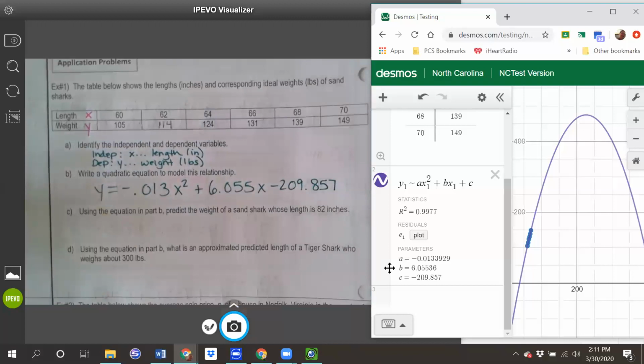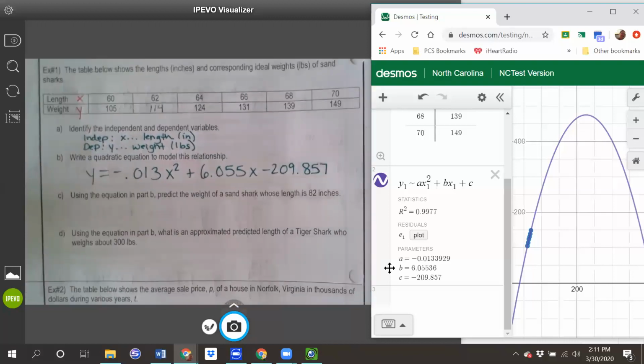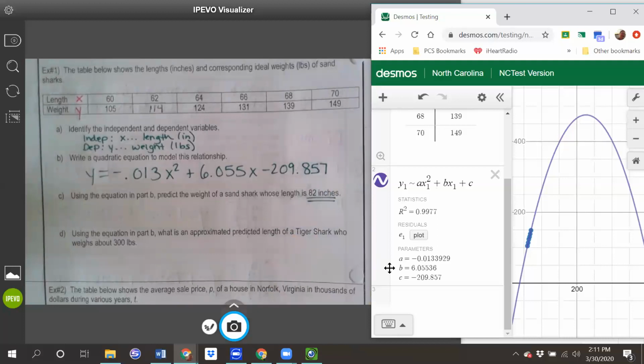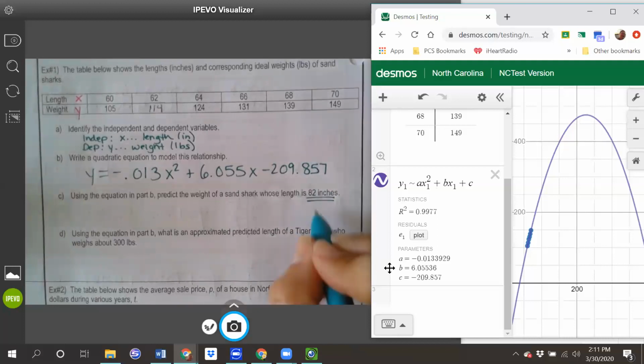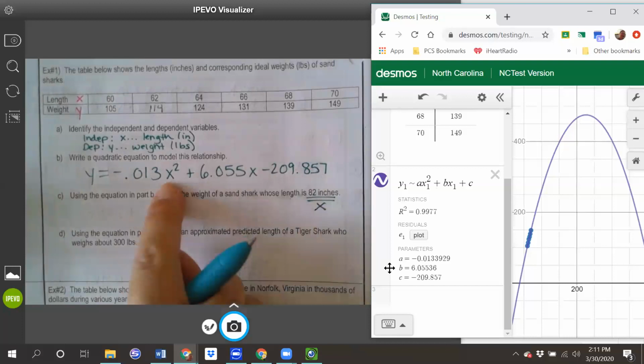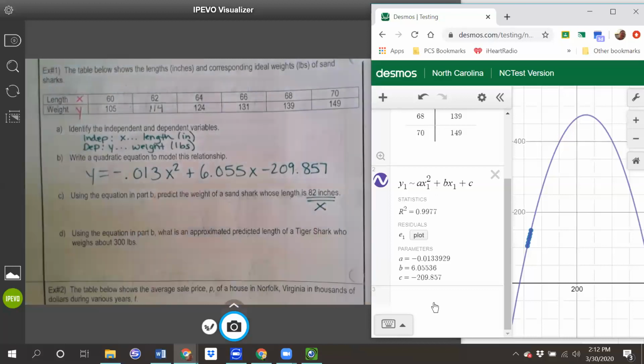Using the equation in part B, predict the weight of the sand shark whose length is 82 inches. All right, so we're going to have some plugging in to do here. The length being 82 inches means an x value of 82 inches. So you have some options. You can use algebra and type that 82 into the x value of your equation, which can be done right here in number 3.